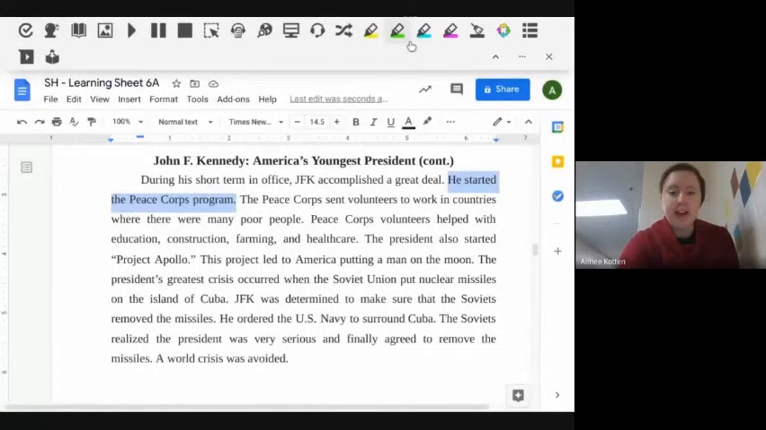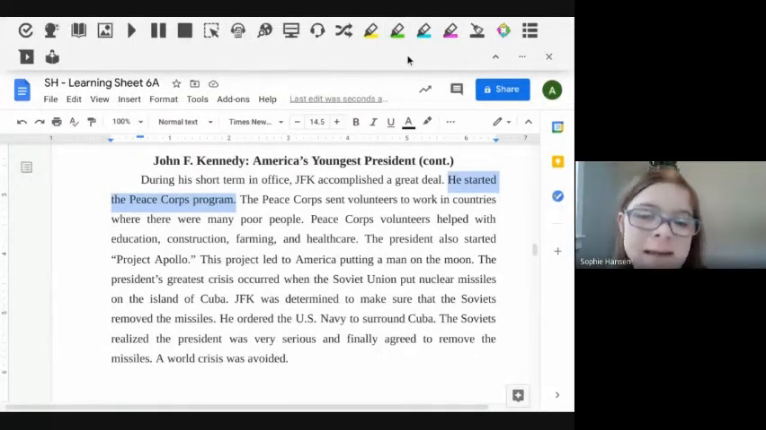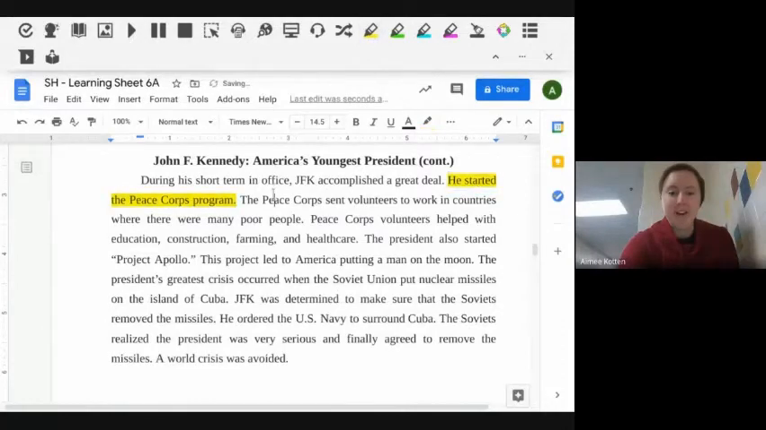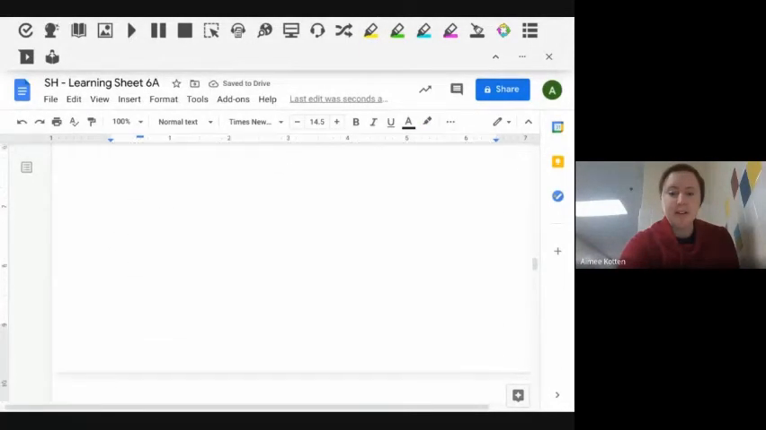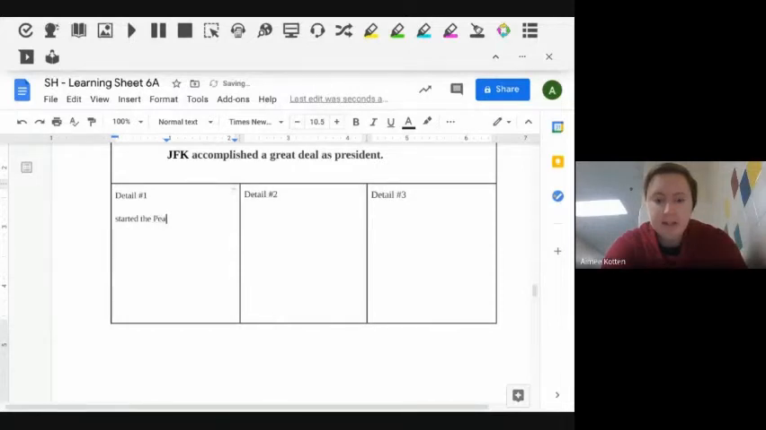Okay, what color should I highlight it in now? I think let's do yellow like the sun. Perfect. So then we're going to write, he started the Peace Corps program. So we'll write, started the Peace Corps program. So next we're going to do number 2.